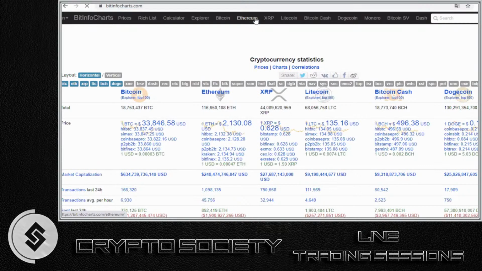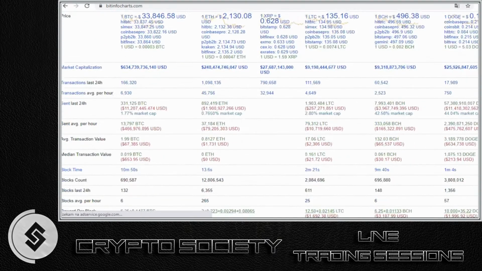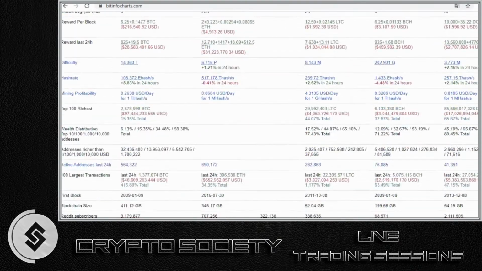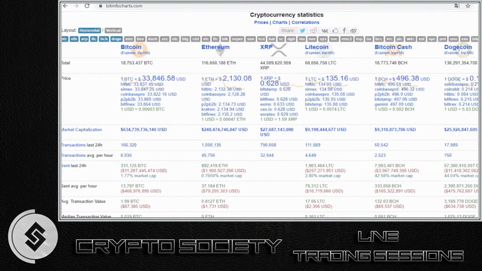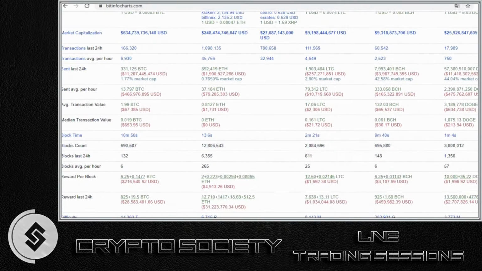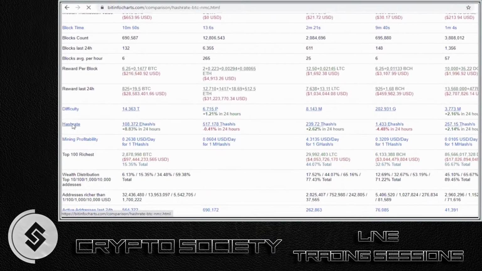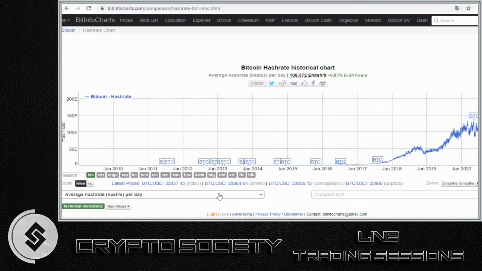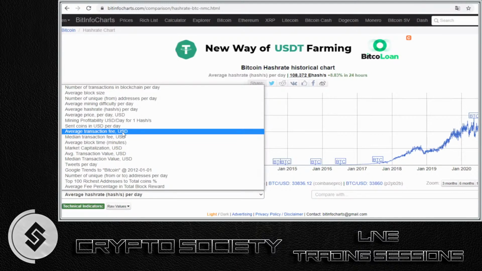I personally check such data on this website. I'm sure you can find such data on another one too, but for me, it's very easy. You can also find some information like market capitalization, and even weeks per day about Bitcoin, Ethereum, and some Litecoin. Okay, so let's check how the fees are looking now. Start here. Average transaction.